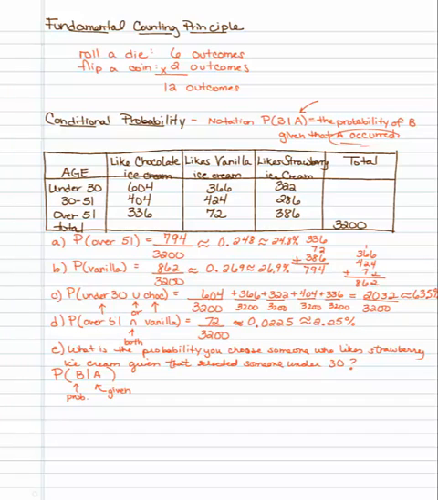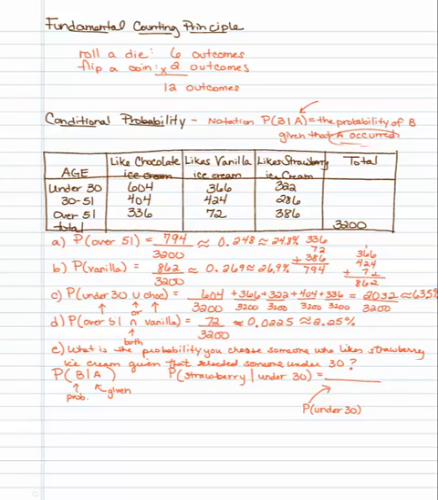So when I write this in notation, I'm trying to find the probability of choosing someone who likes strawberry, given that someone is under 30. Now, when you do something like this, you're not going to use the total anymore as 3,200. You're going to be using the total now for people that are under 30.